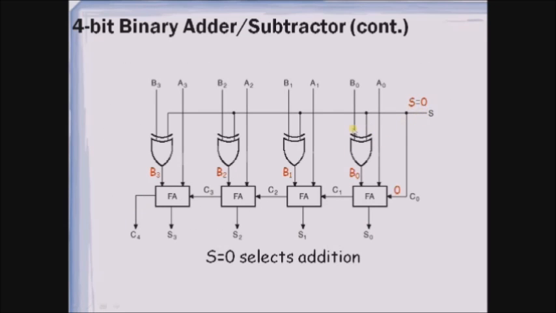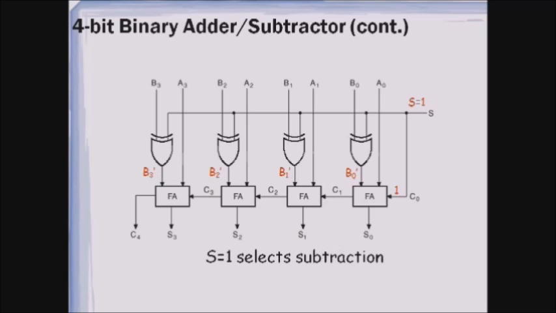Now let us see S equals 0. As S equals 0, you get B0 as it is as the output of the XOR gate, and likewise B1, B2 and B3. Therefore it performs addition between A0, B0 and 0, then between A1, B1 and C1, then A2, B2 and C2, and then A3, B3 and C3. So if you apply S equals 0, this circuit will behave as an adder.